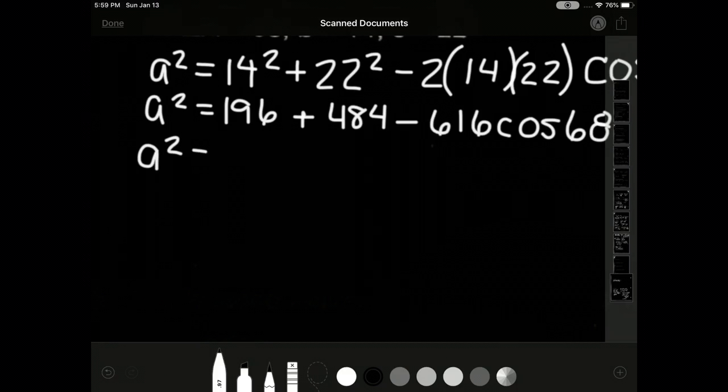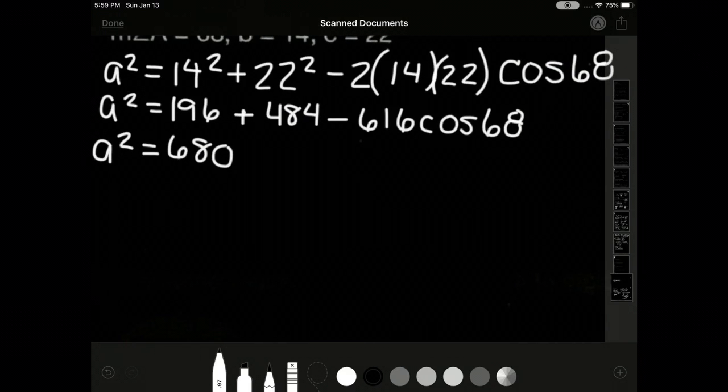And then we can go ahead and add 196 and 484, and we get 680. And then we can take the 616 times the cosine of 68, and when we plug that into the calculator, we get a positive 230.76. So there's a minus sign in front though, so we're going to do minus 230.76.